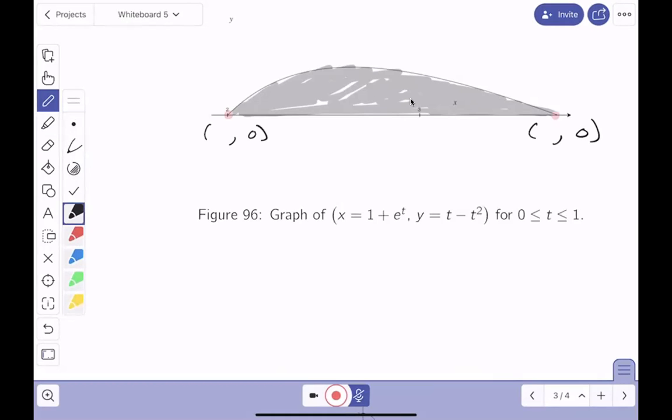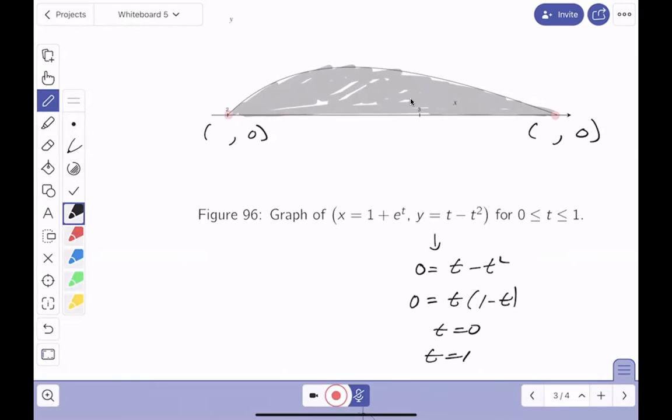All right. So I'm going to write that down for you. It's right over here, by the way. So if y is equal to 0, what's t going to be equal to? Well, it's going to be t minus t squared, so t times (1 minus t). So t could be 0 or t could be 1.